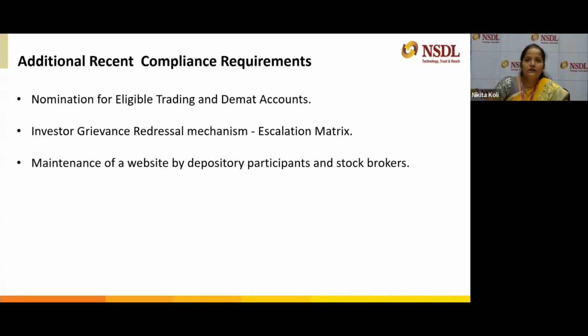In addition to these compliance submissions, I would like to discuss a few other compliance requirements which have been recently introduced. Nomination for eligible trading and demat accounts. Investors opening a new trading or demat account on or after October 1st, 2021 shall have the choice of providing nomination or opting out of nomination. Existing investors who have not submitted nomination details till date and intend to submit their nomination or opt out of nomination may also submit a declaration.